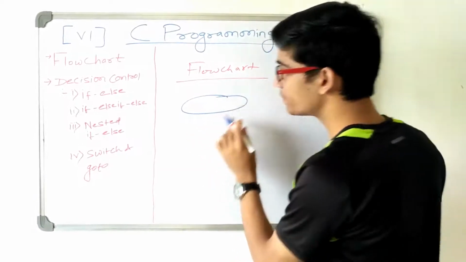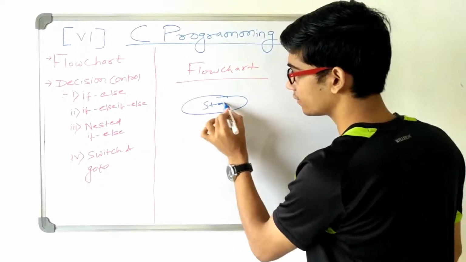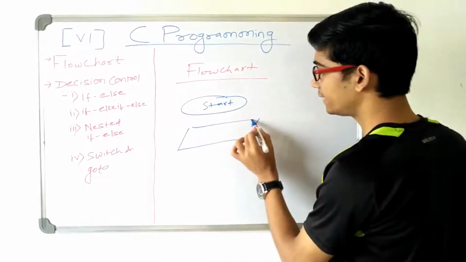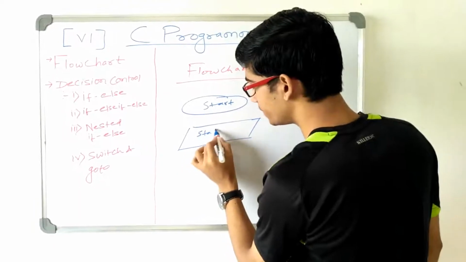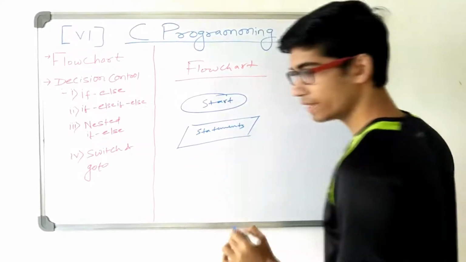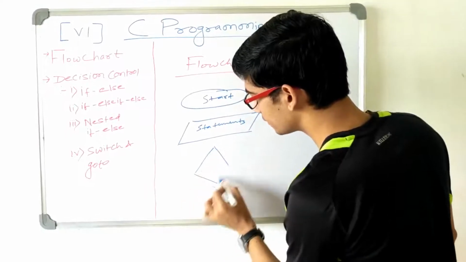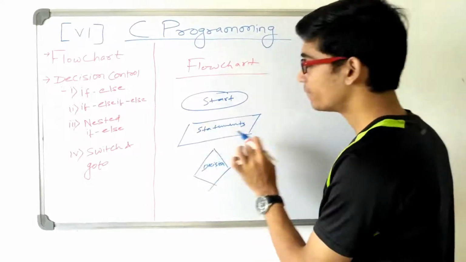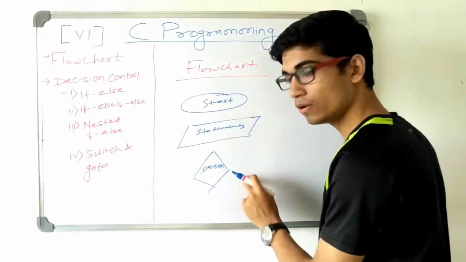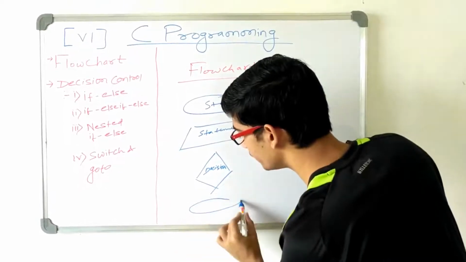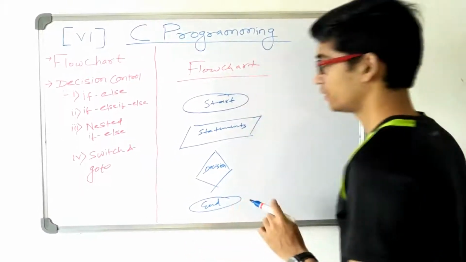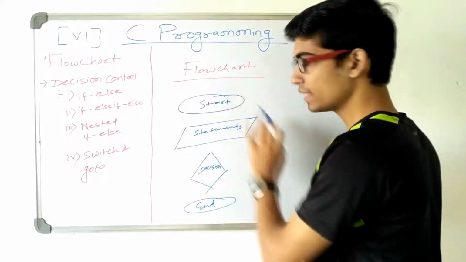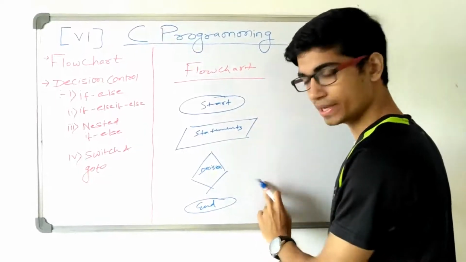This ellipse means start. This tilted rectangle denotes statements. Again, this one is about decision. We will see how we use it, but before that just know the terminologies. And when we end, we use the same ellipse. So these are only the four basics that we will be using. We do not go into the depth of flowchart.